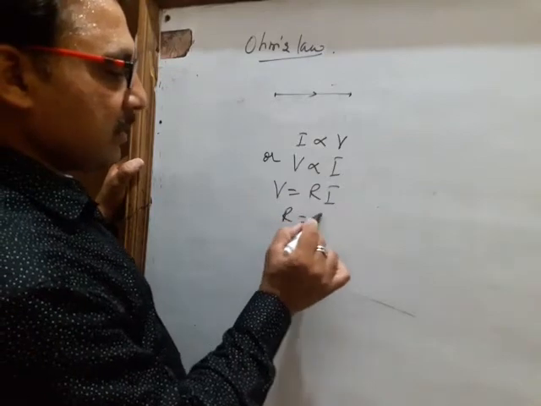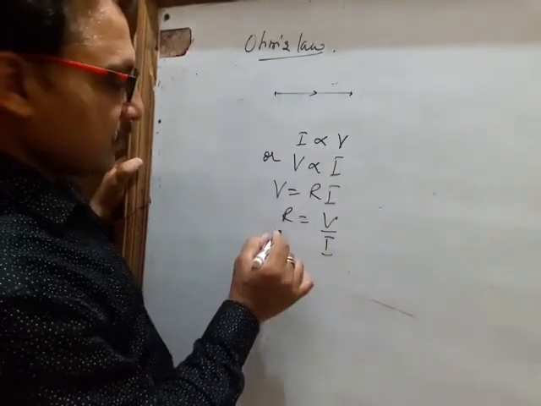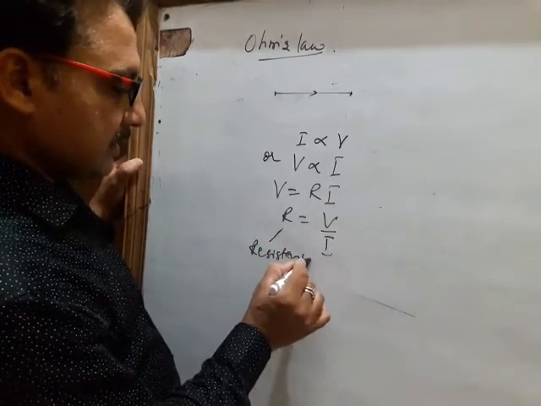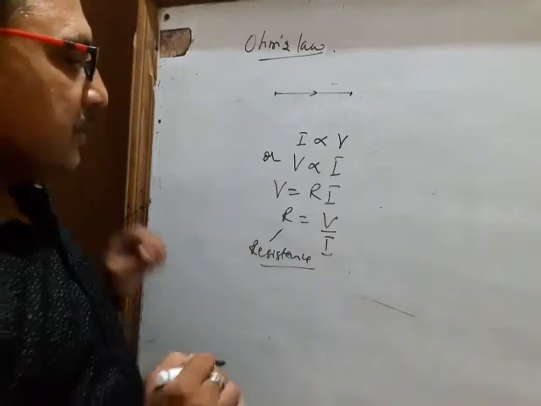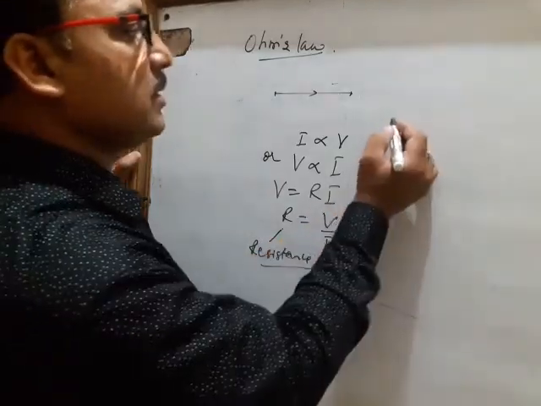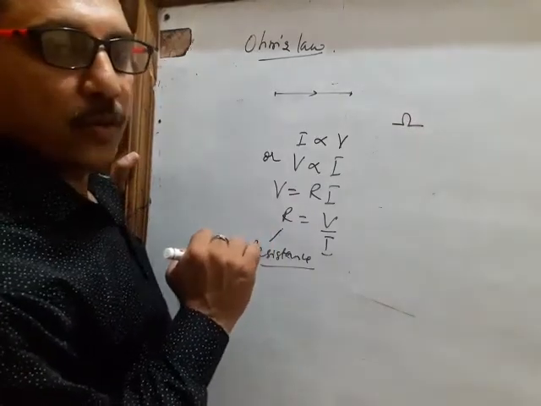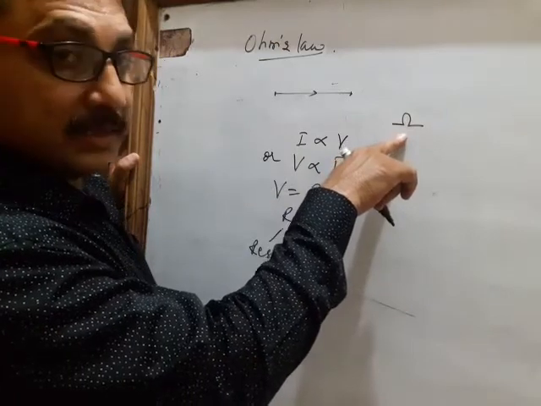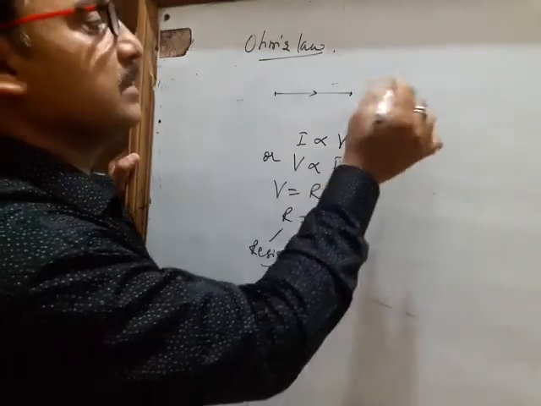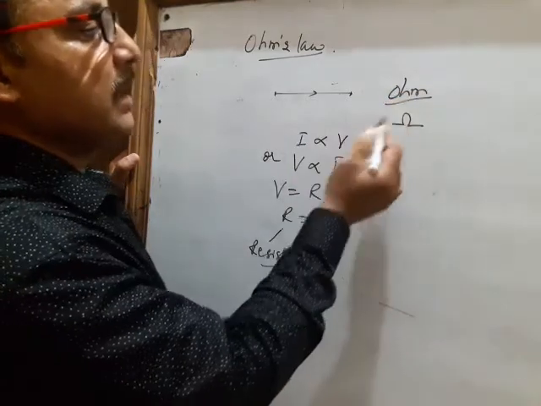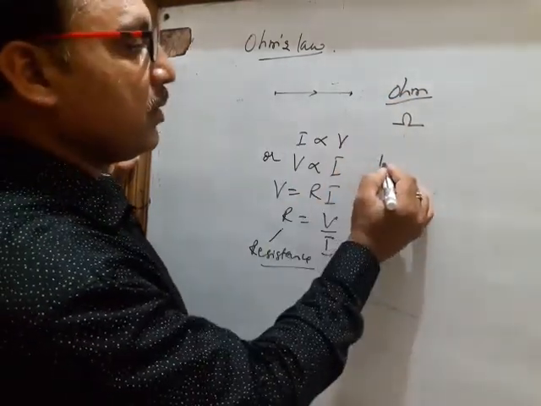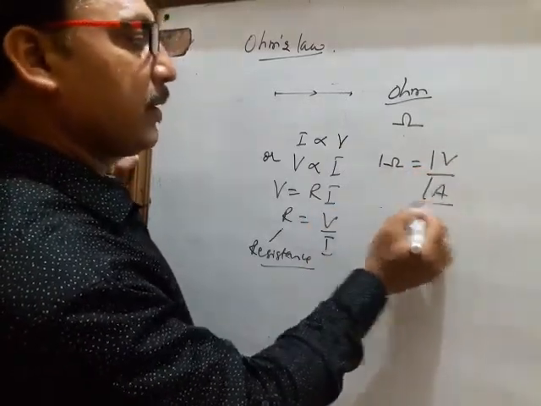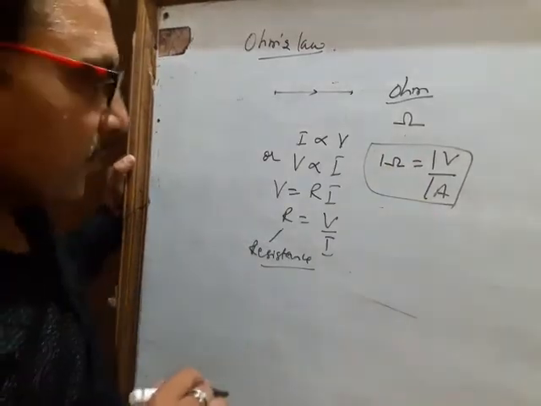This constant R, which is V upon I, is known as the resistance of the conductor. This is resistance, and its unit is ohms. The symbol is omega. We say ohm, and its symbol is omega. So 1 ohm is formed by 1 volt upon 1 ampere. This is 1 ohm.